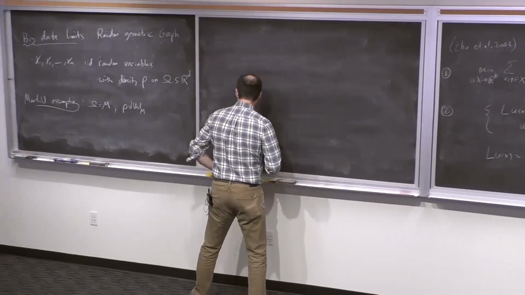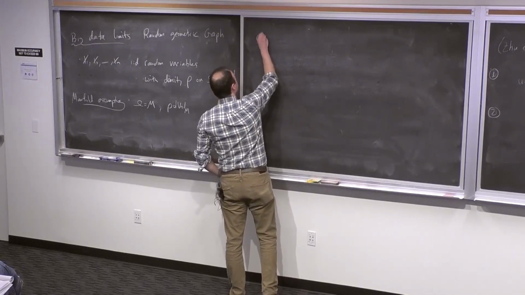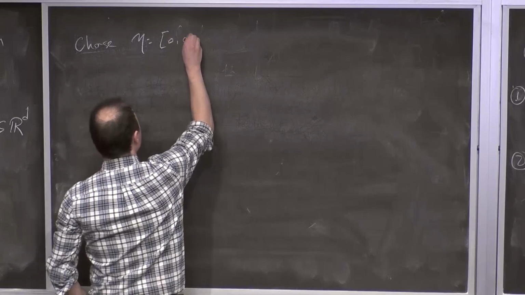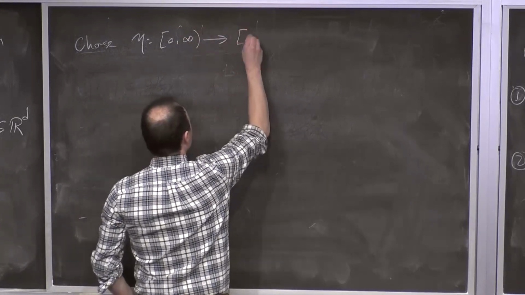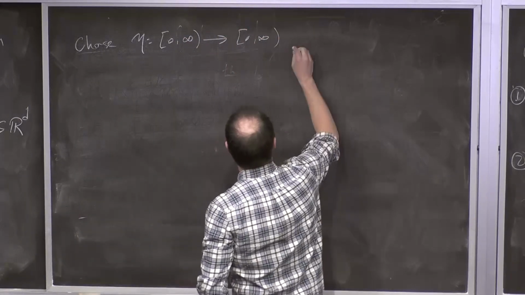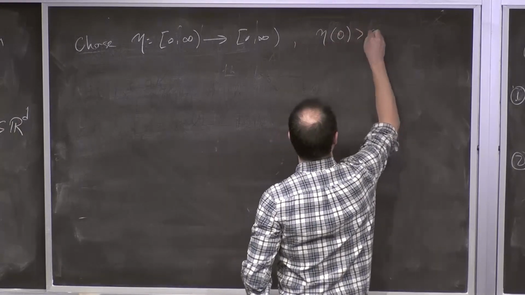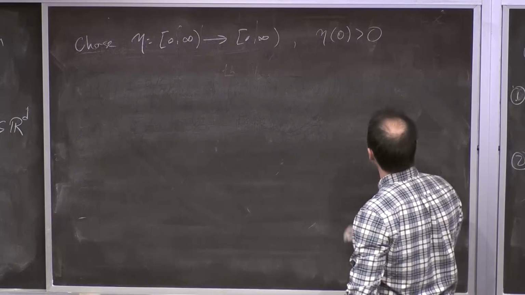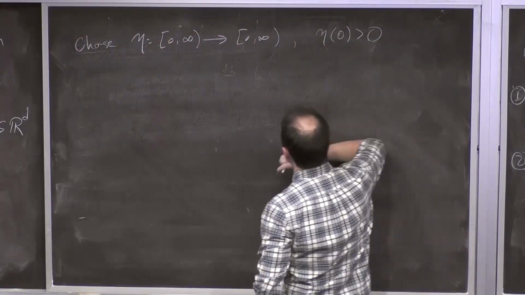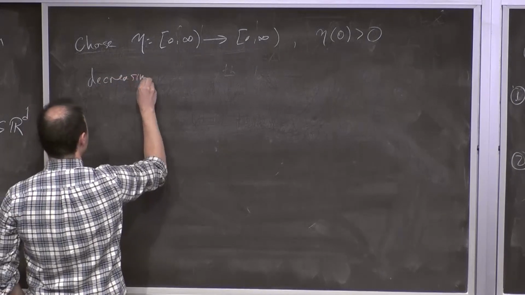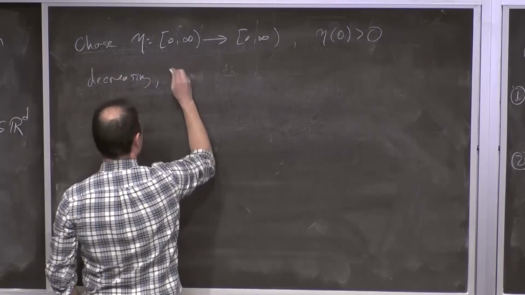Okay, so now you define the weights. You choose a kernel eta, say a function from 0 to infinity to 0 to infinity. We'll say that it's positive at 0. It's maybe decreasing, continuous, or maybe just even smooth.